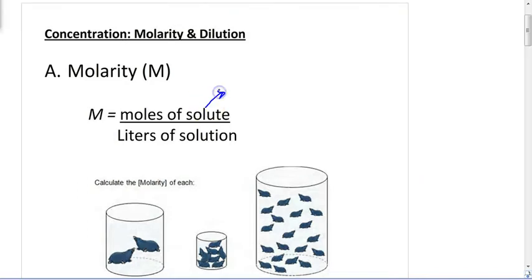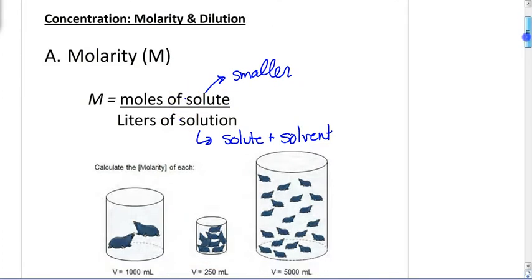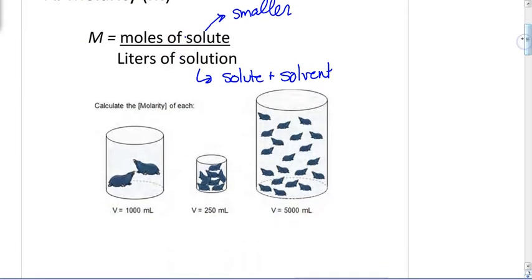Remember that solute is the smaller component that's being dissolved, and the solution talks about both the solute and the solvent together. Later we'll learn about different terms that describe concentration, and they may be describing the solute and solution differently in terms of what we're dividing by and putting on top. So that will be important later. But let's focus here on molarity.